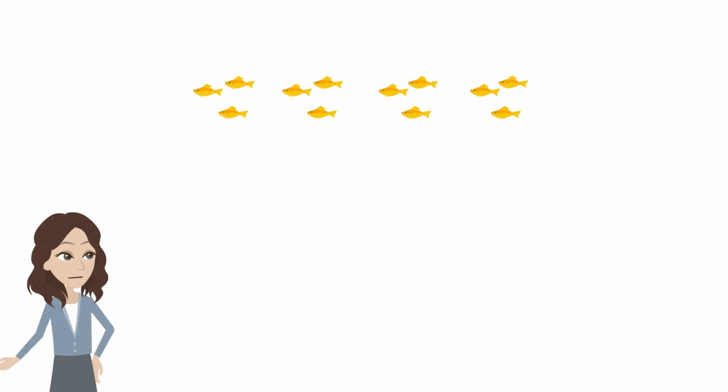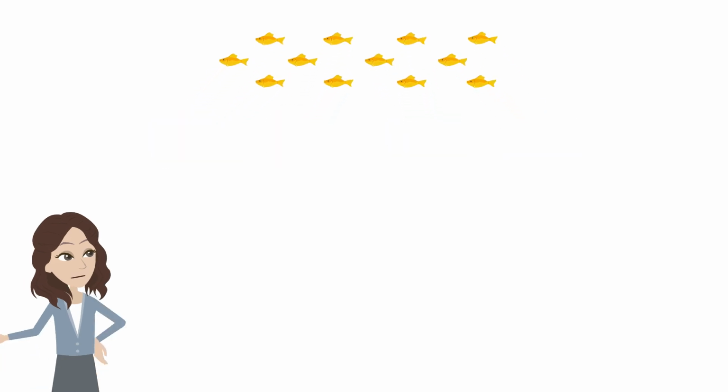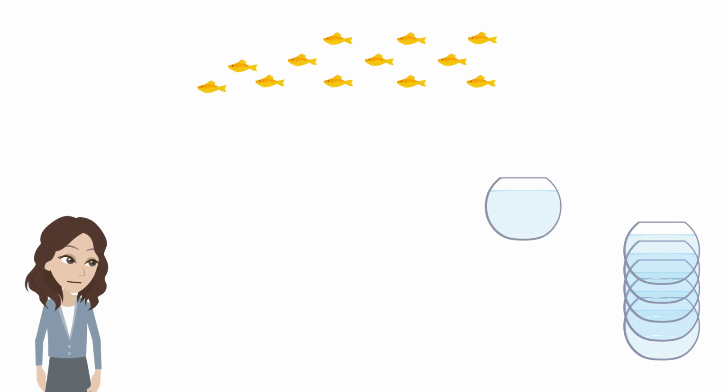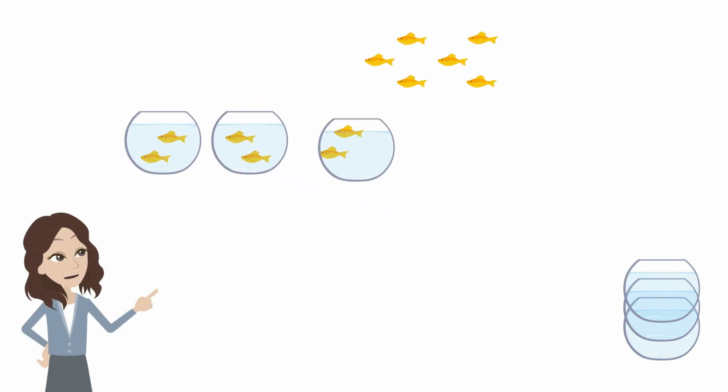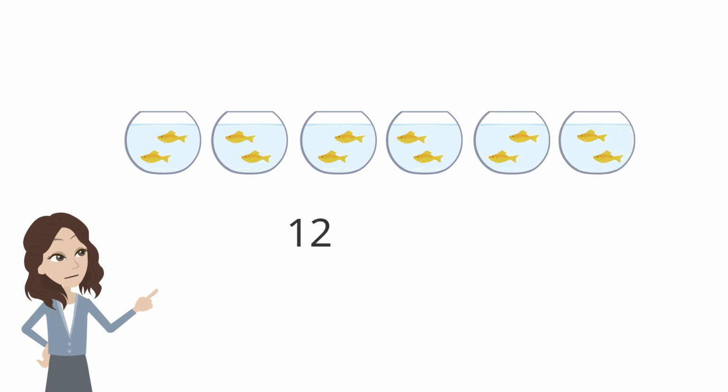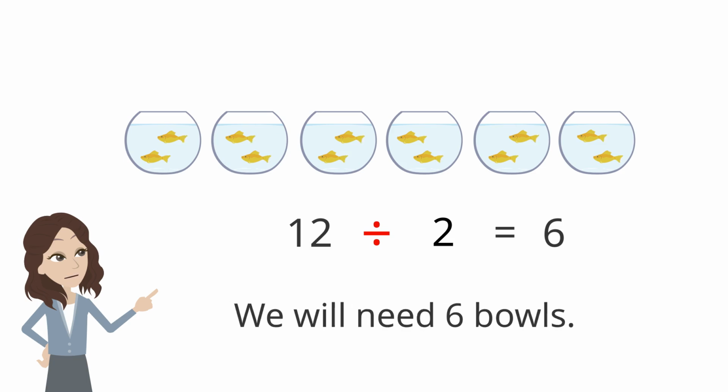Now, what if each bowl can only hold 2 fish? How many bowls will we need? Pause and discuss with your friends. 1, 2, 3, 4, 5, 6. 12 fish divided into groups of 2 gives us 6 groups. So, we will need 6 bowls. Did you get it right?